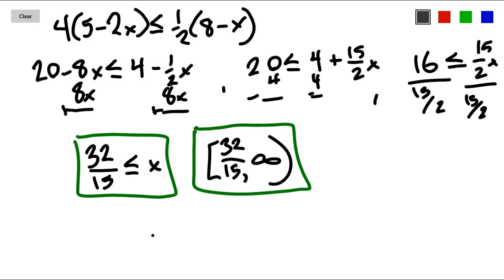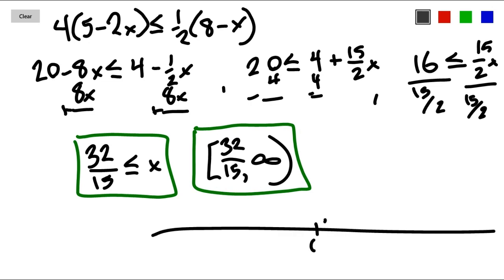So to graph this, I have my number line with 0 as the datum, then I plot 32/15 on the line, and again, I have a bracket for this as the lower bound, and then x is every number to the right of 32/15 on the number line to represent greater than or equal to.